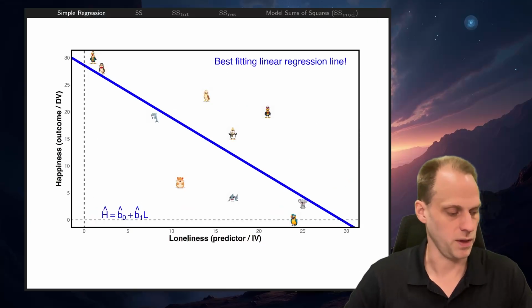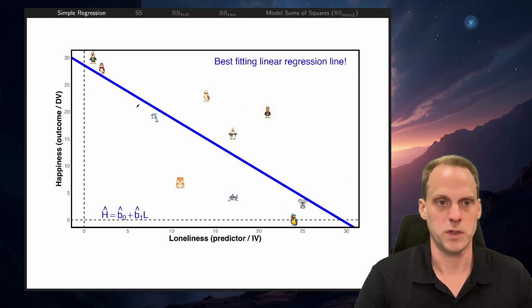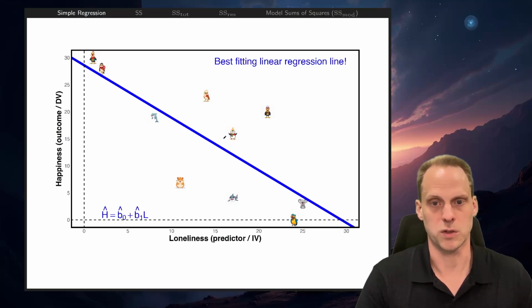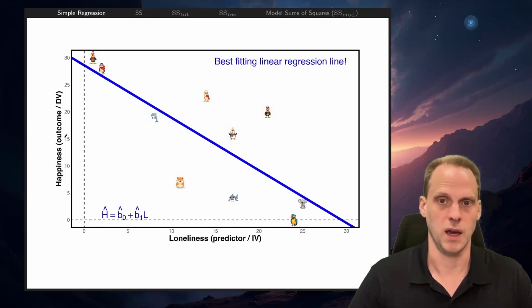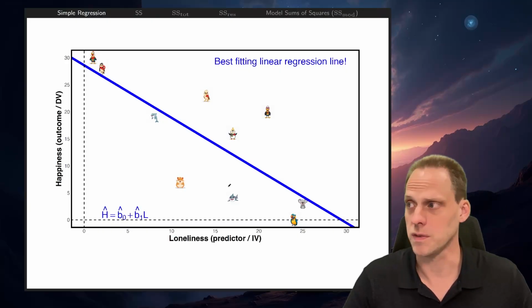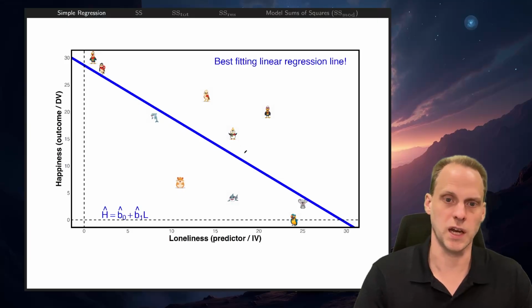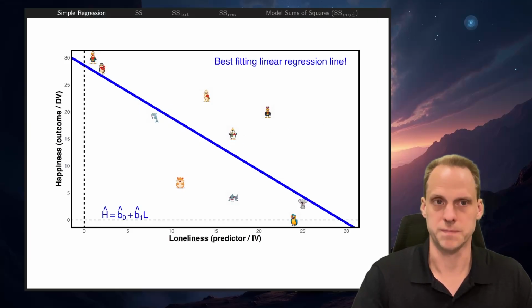Okay, so here I have a line. I have data points. These are my data points. Every animal here scores a certain level of loneliness, a certain level of happiness. And we use Jazz to figure out what is the best fitting linear line. So this line is close to all these data points.